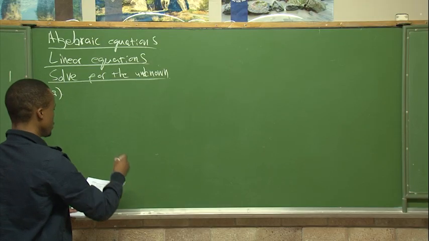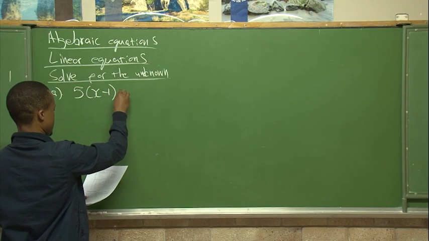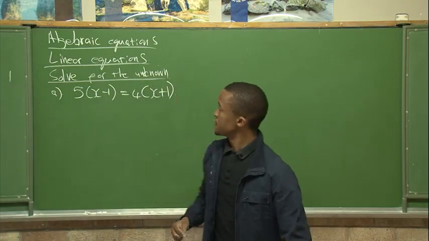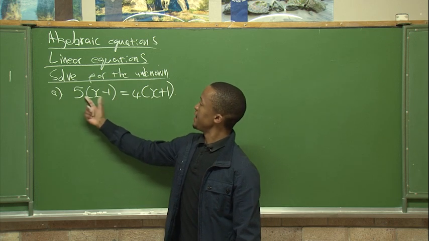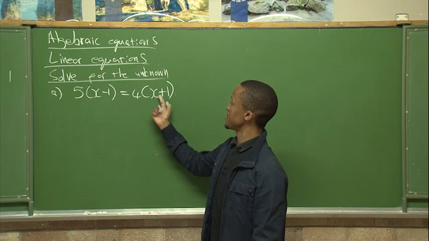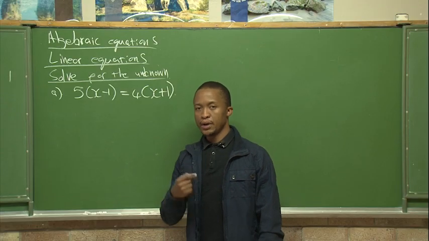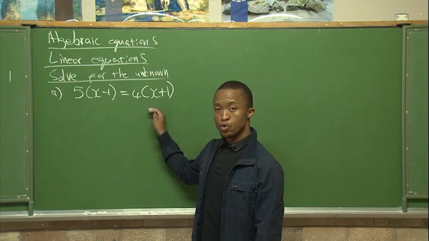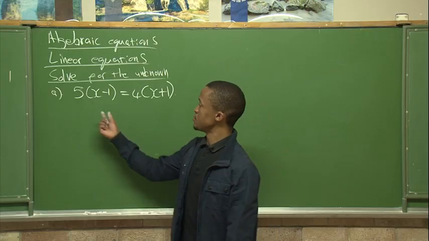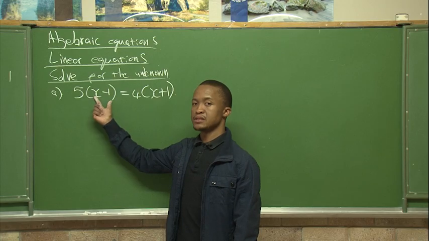So, let us look at the following equation. Notice that we have 5 bracket of x minus 1 on the left hand side, and we have 4 bracket of x plus 1 on the right hand side of the equation. So what does it require us to do? Well, we have to apply the distributive law in order for us to solve the equation. And how do you apply the distributive law? Simply multiply the factor, the monomial, with the polynomial that's inside the bracket.